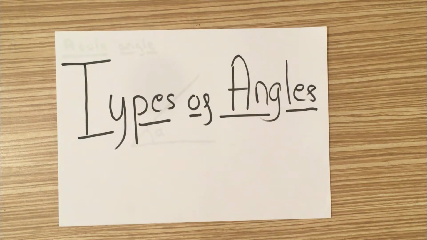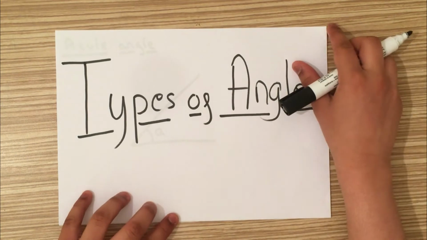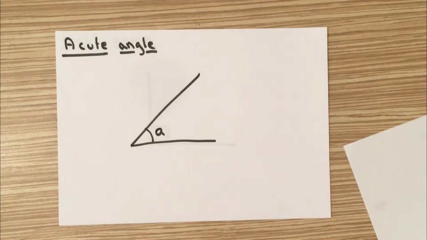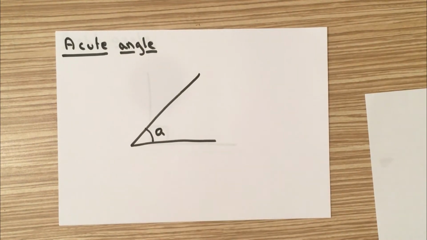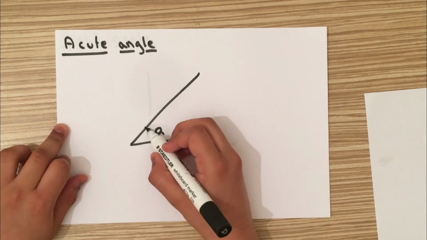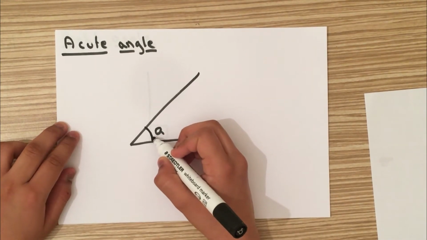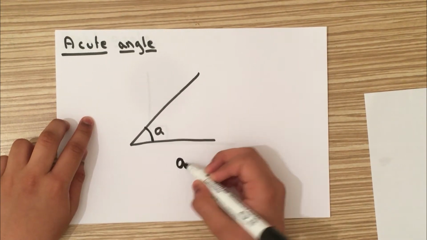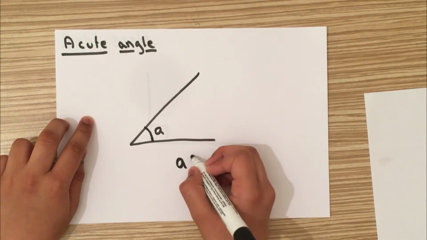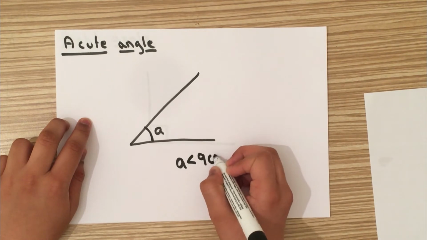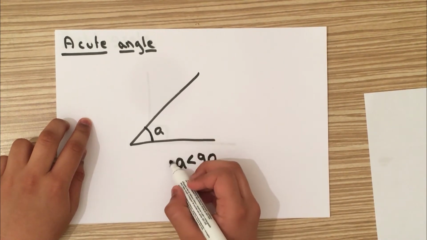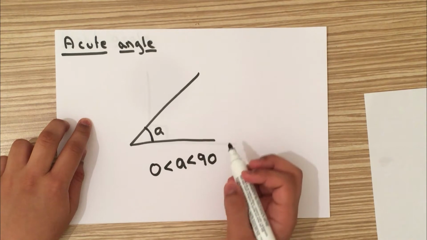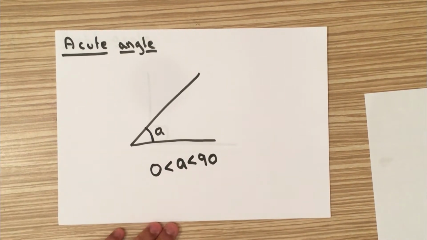In this video, we'll look at the different types of angles in maths. So let's go to our first angle. We have an acute angle. So in an acute angle, it's less than 90. So A is less than 90, but it's greater than 0. So this is what we call an acute angle.